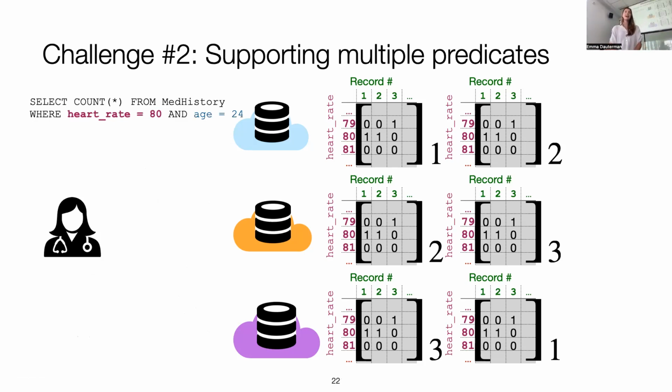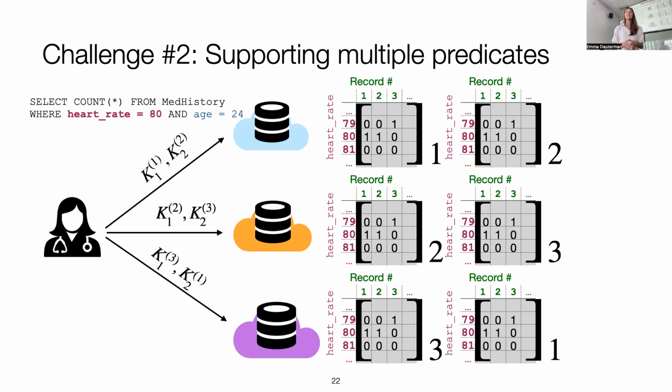Okay, so I want to move on to talking about our second challenge, so how we support multiple predicates. So let's say now we want to compute the number of records where the heart rate is equal to 80 and the age is equal to 24. A little bit of a contrived query, but shows what we need to do here. So let's say, just as before, we have these tables for the heart rate values. So just as before, we're going to send the keys for this predicate to the servers.